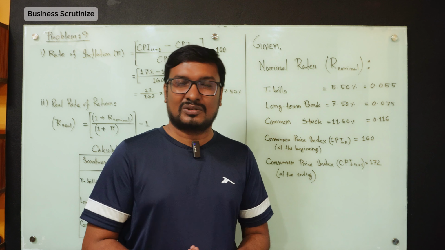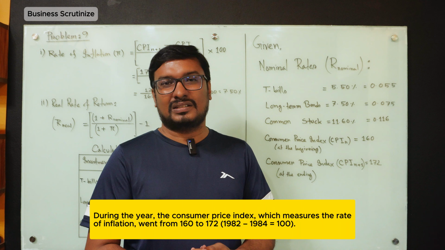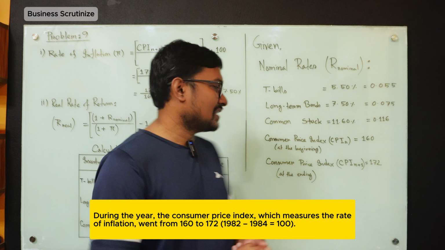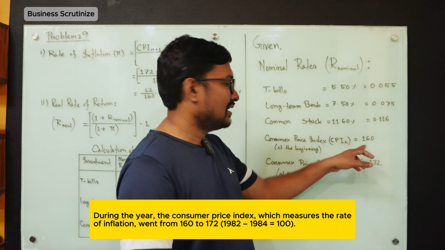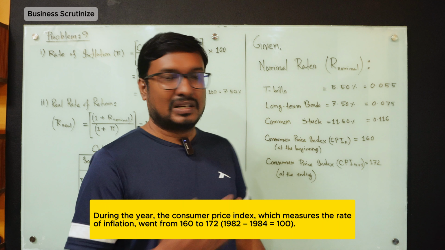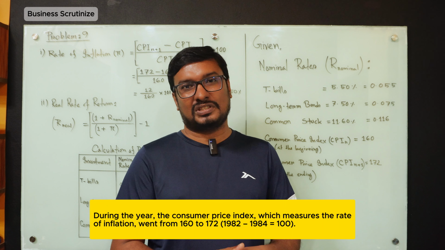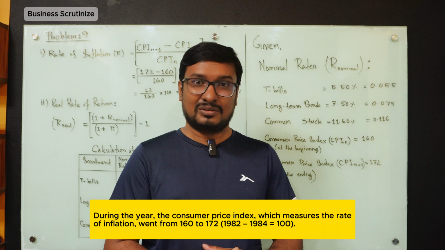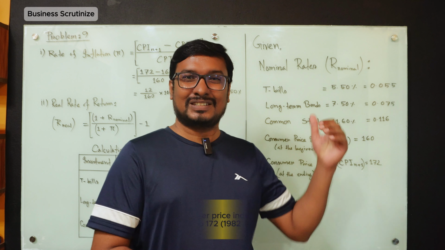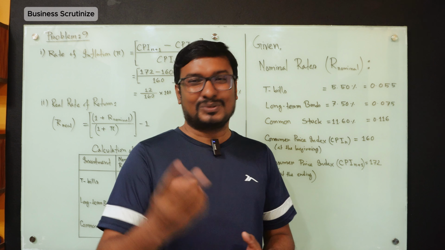Additionally, we are given the consumer price index at the beginning of the period, which can be written as CPI_n, and the value is 160. And lastly, we can see the consumer price index at the end of the period, which is CPI_n+1, and the value is 172. Considering this data, we have to compute those two requirements.